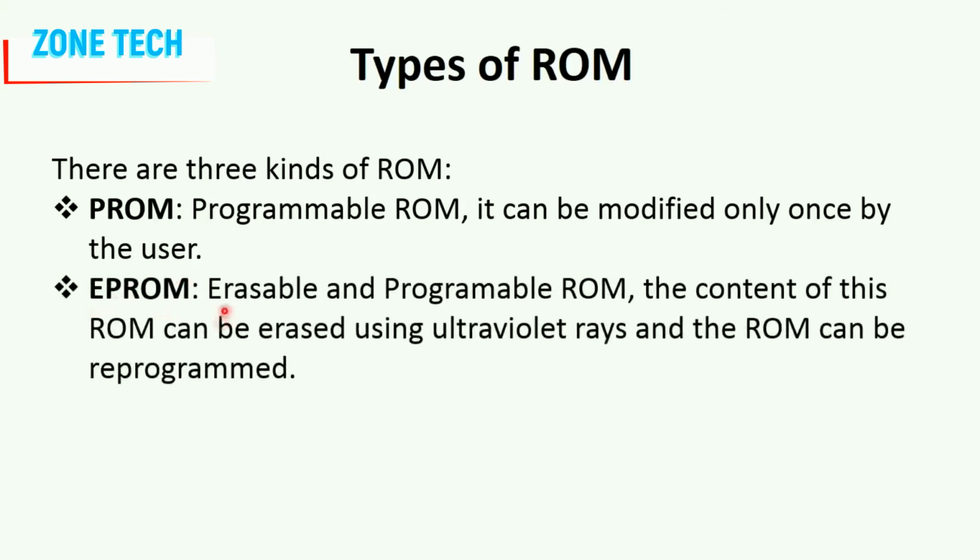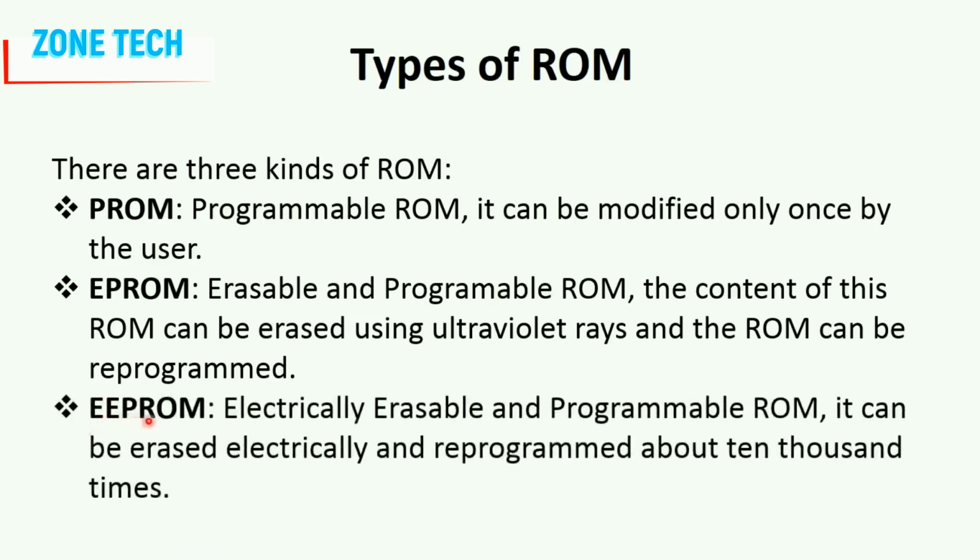Second, EPROM, erasable and programmable ROM. The content of this ROM can be erased using ultraviolet rays and the ROM can be reprogrammed. During programming, an electrical charge is trapped in an insulated gate region. The charge can be retained for more than 10 years because the charge has no leakage path. For erasing this charge, ultraviolet light is passed through a quartz crystal window for about 40 minutes. This exposure to ultraviolet light dissipates the charge.